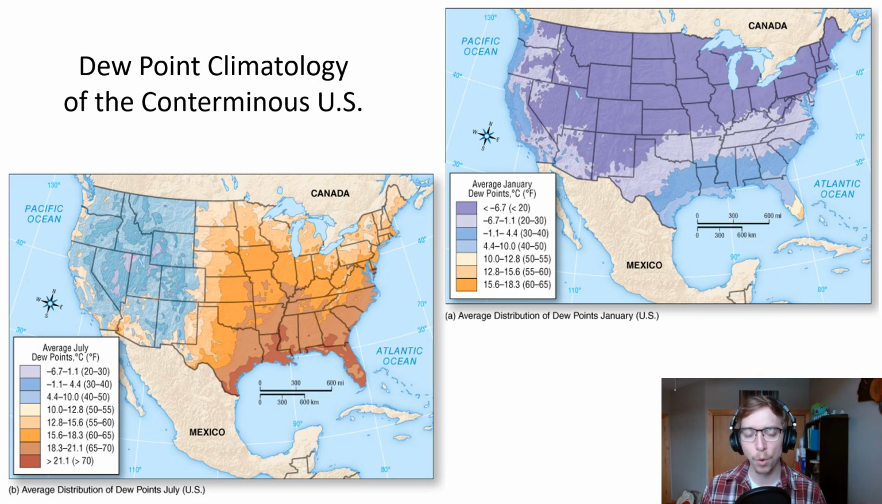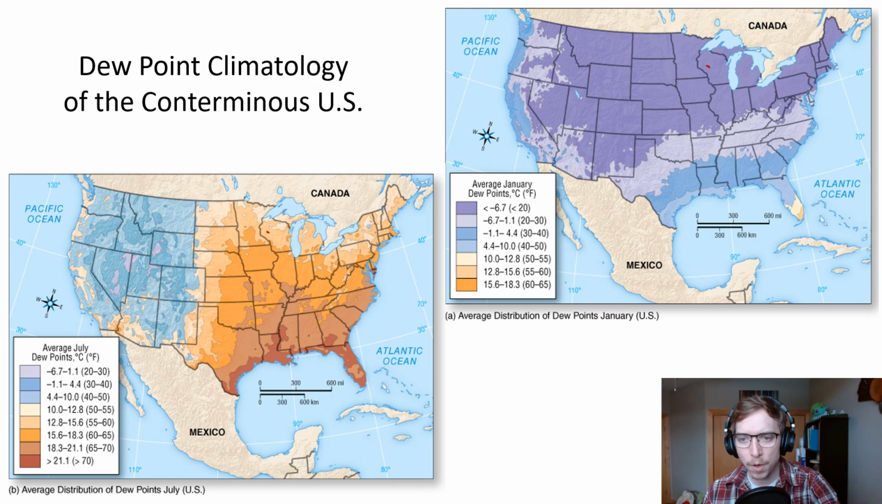Speaking of our world, we can look at the dew point climatology of the conterminous United States. Obviously, conterminous, we're not looking at Hawaii and Alaska in this map. So average dew points in January and July are what we're looking at here. Where we are, we're looking at right around here or so, right? I'll draw it out on both of these here. Right about there on both of them.